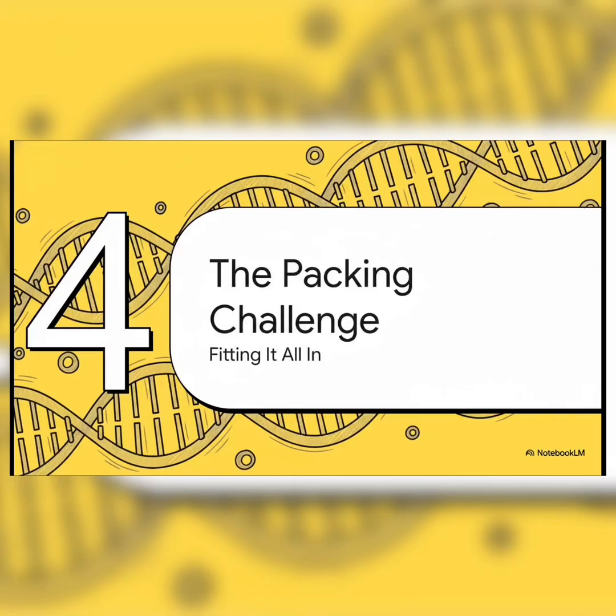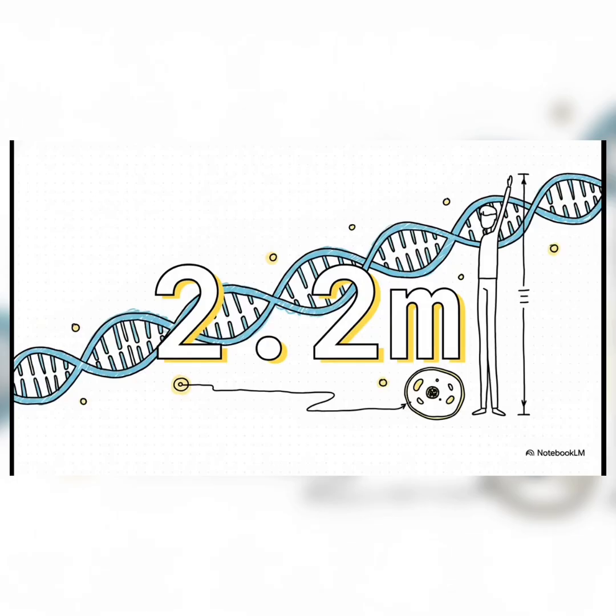All right, so we've got this incredible molecule, this amazing blueprint. But there's a giant problem, and I mean giant. This thing is incredibly, ridiculously long. So how in the world does the cell solve this massive packing puzzle? Okay, get ready for this. If you could take the DNA from just one of your cells and stretch it out, it would be about 2.2 meters long. That's taller than most people. And all of that is crammed inside a space so small you literally cannot see it.